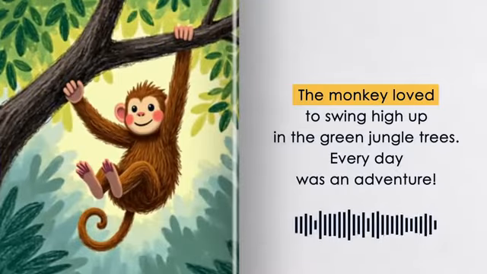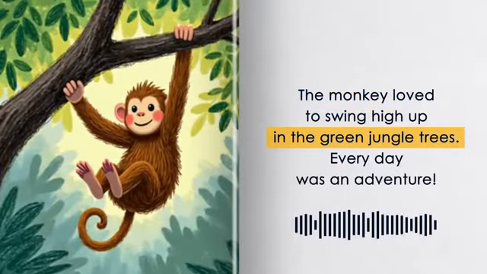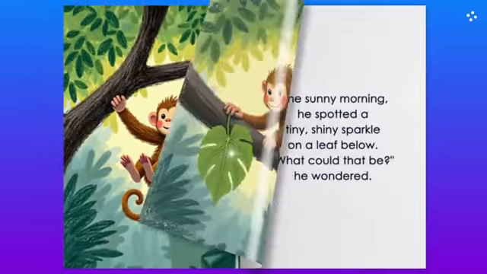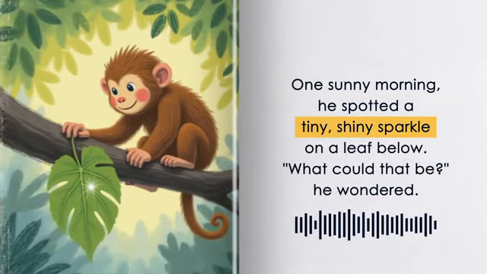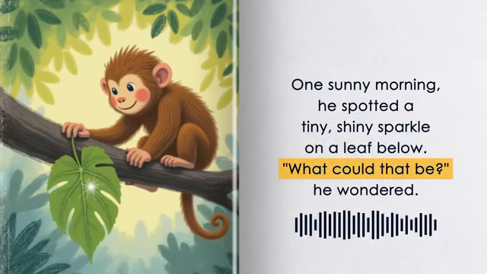Like this. The monkey loved to swing high up in the green jungle trees. Every day was an adventure. One sunny morning, he spotted a tiny, shiny sparkle on a leaf below. What could that be? He wondered.